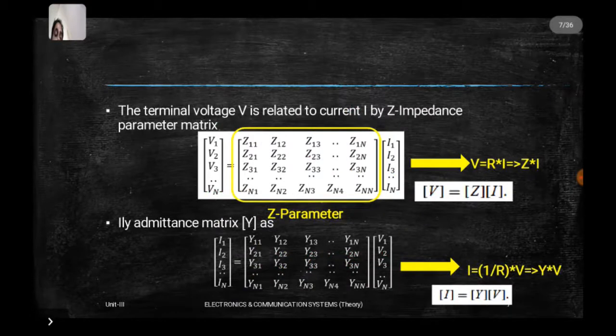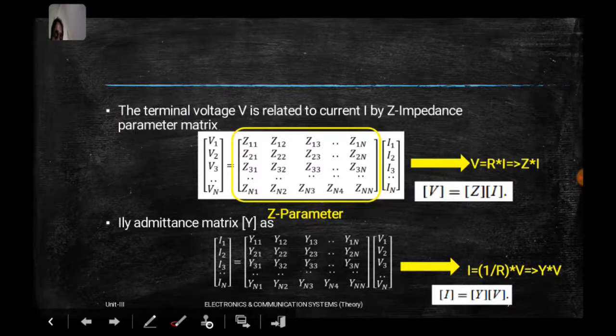So here if you take the voltage and current, you can relate V equals I into R. You can see it here: this is V equals Z into I. It's nothing but Ohm's law. Instead of writing the single value, I'm going to write it in the matrix. That is the only difference, so it's quite easy to understand. This is all the voltages, this is all my impedance, and this is all my current in each port.